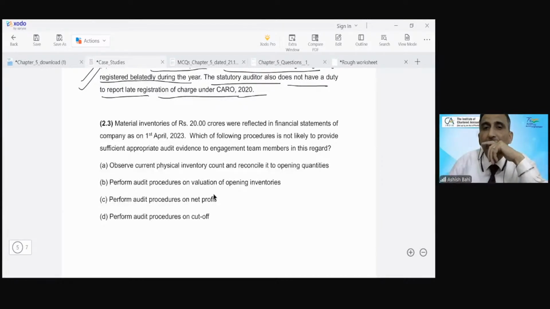Yes, only 4 responses have come. So guys, the point is that in the financial statements, there is opening inventories. And as per SA 510, there are certain responsibilities for the statutory auditor in respect of opening balances. That is what SA 510 is all about. There are procedures described in SA 510 regarding verification of opening balances, like verification of current assets, current liabilities, non-current assets, non-current liabilities.